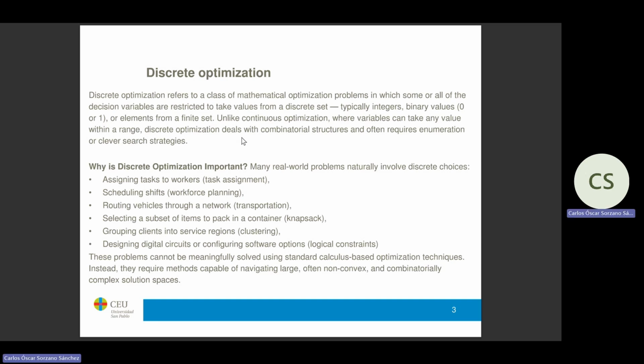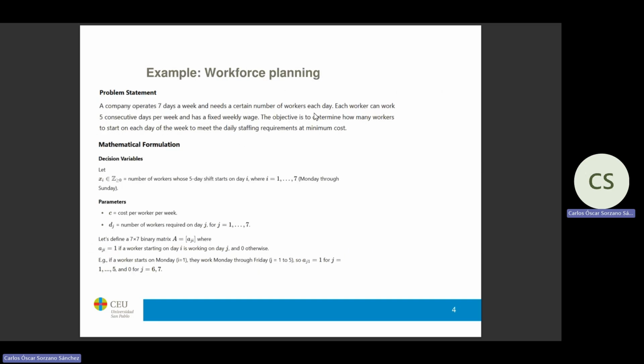And here you have some examples of where these kinds of problems appear. For instance, let's say that you assign tasks to workers, so you cannot assign half a task or a quarter of a task, or scheduling shifts, or routing vehicles through a network, or selecting a subset of items, or whatever. So all these problems, you cannot use the standard continuous optimization techniques. So let's see a few examples.